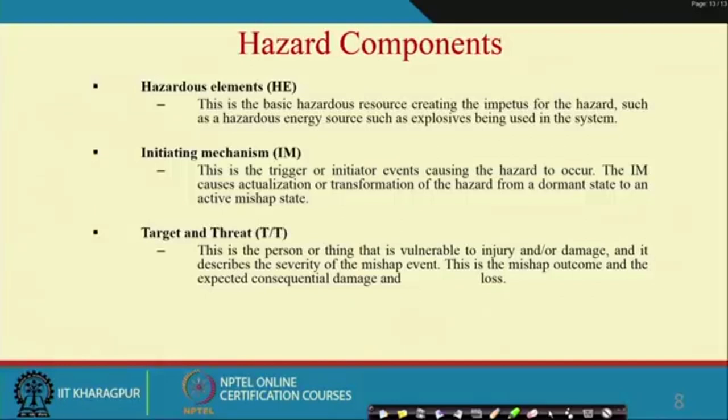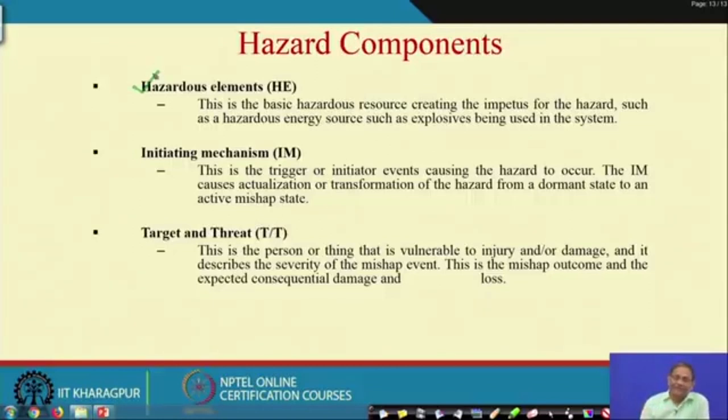I will repeat this important concept of hazard components. The hazardous element is the basic hazardous resource creating the impetus for the hazard, such as a hazardous energy source, such as explosives being used in the system. So keep in mind that your hazardous element is the starting point. Are you able to identify all hazardous elements where you are working or for which you are designing? As a safety engineer, you are basically a designer. You will design a system for people to work, design a product for people to use. In that case, you must know what hazardous elements are already inbuilt into the system. Can those elements be reduced or eliminated?